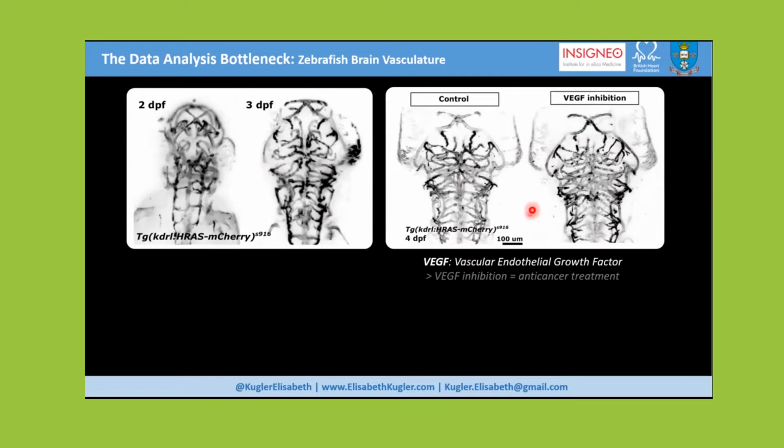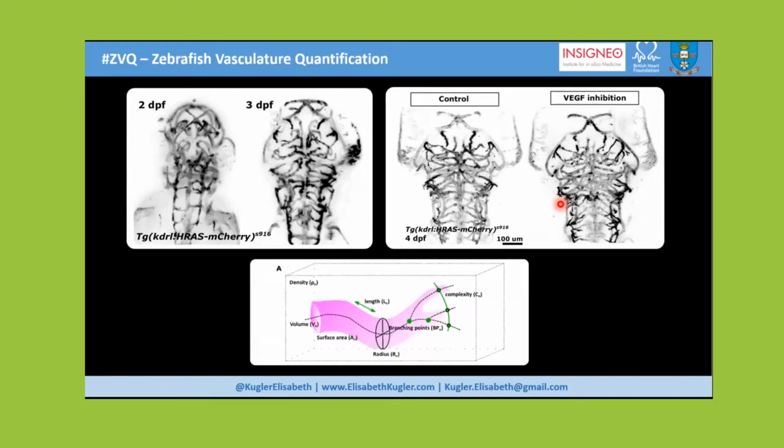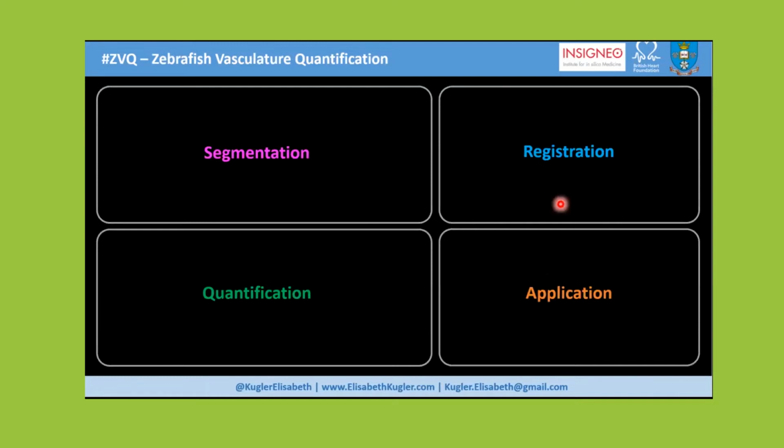But just by looking at these two images, I, as a human, can't tell if there is a difference between those two or not. Maybe you can, I can't. This is really where you need computational analysis for these very subtle differences, where it makes a difference whether there is an impact on the vasculature or not. For CVQ, we had the aim to produce various different outputs, such as the volume, the branching points, or the complexity of your vasculature. We have three main steps required to produce CVQ. The first one is image segmentation, then registration and quantification. And lastly, we'll very briefly talk about application, coming back to this initial example of the VEGF inhibitor.